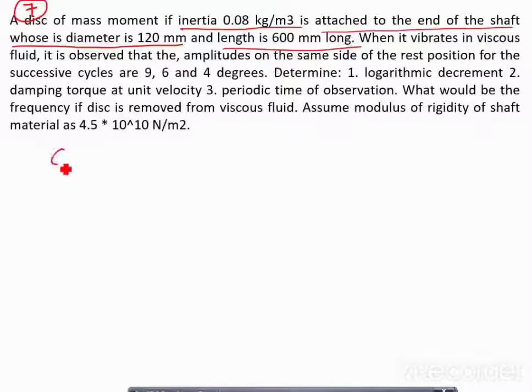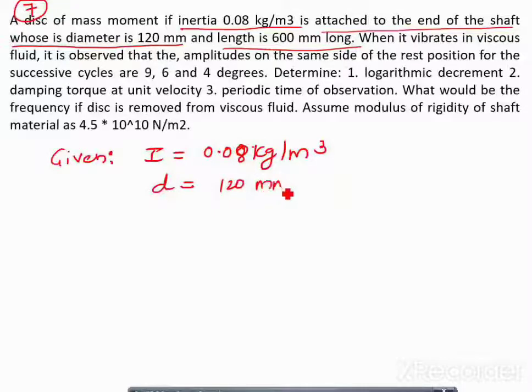So I can start like this. Given data: I, that is the mass moment of inertia of a disc, they have given 0.08 kg per meter cube. Attached to the end of the shaft whose diameter d is equal to 120 mm, so that is equal to 0.12 meter they have given, and length of the shaft L is equal to 600 mm, so that is equal to 0.6 meter. So this is the given data.